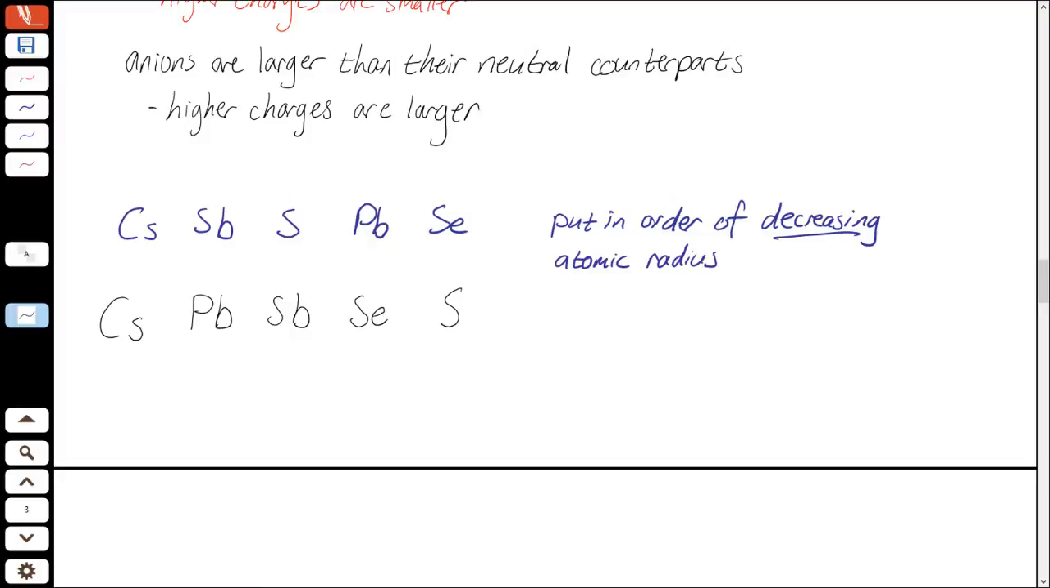So you can see the pattern on the periodic table. You've got cesium way over here, so that's going to be the biggest one. Then these 3 are kind of in order going up and to the right. So lead, antimony, selenium, that's going to keep getting smaller, both because you're going down an N level, but also increasing the number of electrons. That's a trend. These questions have to be chosen a little bit carefully.